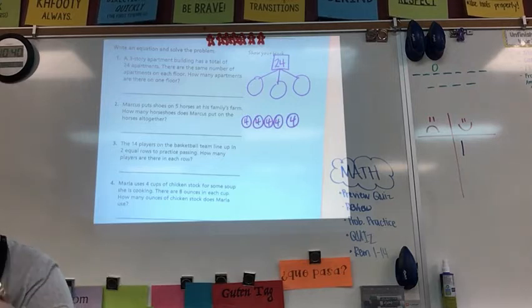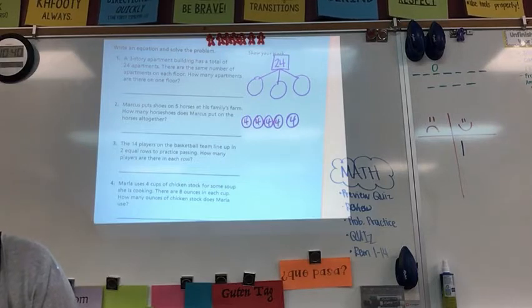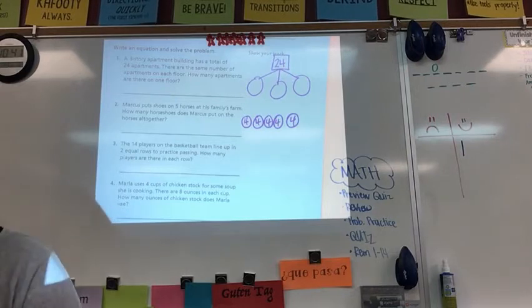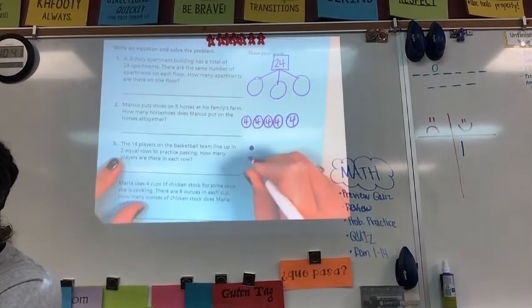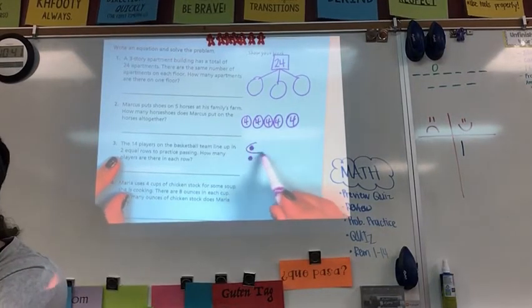Numero tres. The 14 players on the basketball team line up in 2 equal rows to practice passing. How many players are there in each row? Oh my goodness, I heard some language that tells me what type of picture to draw this time. Hendrix? If there's rows, what am I drawing? Yes, an array. There's 2 equal rows. So here's my first row, my second row. Do I know how many are in each row? No. So that's my mystery for this array.